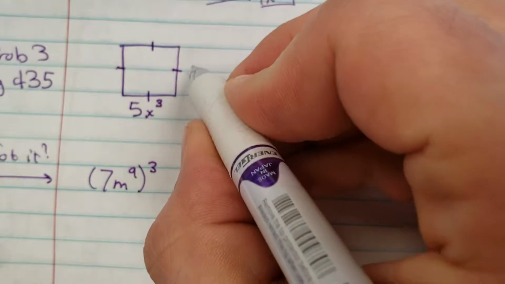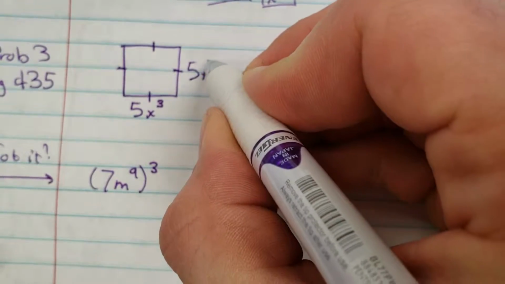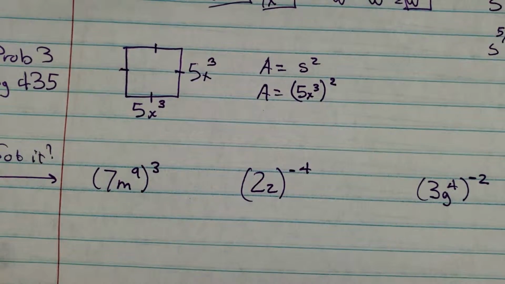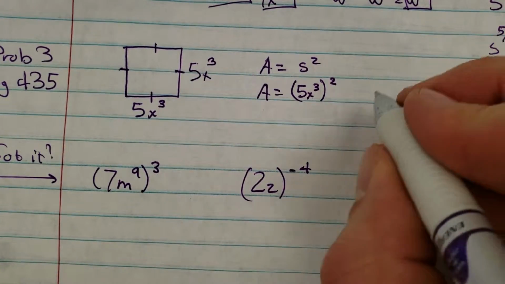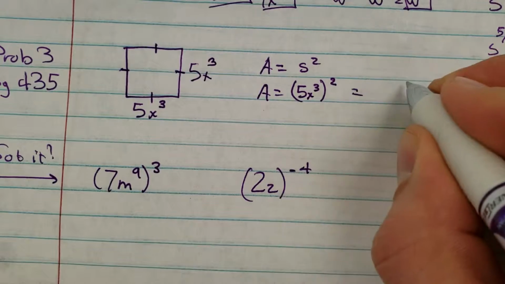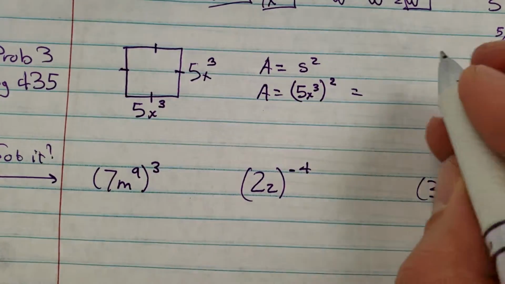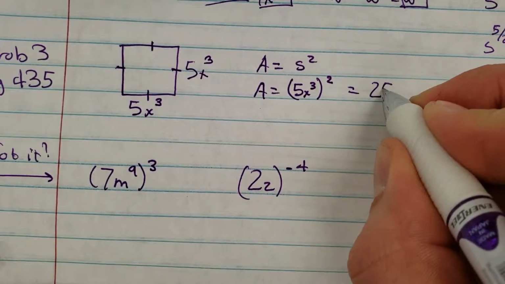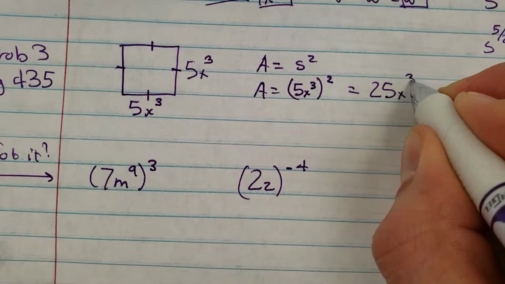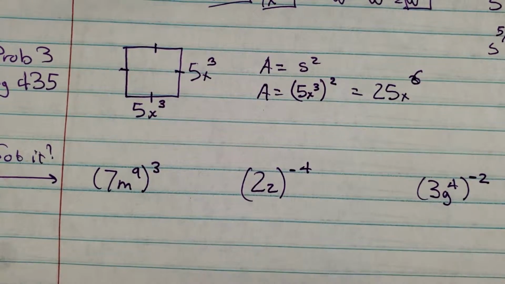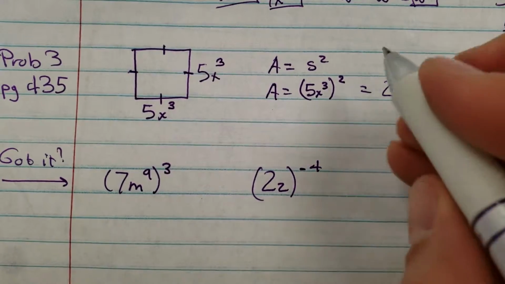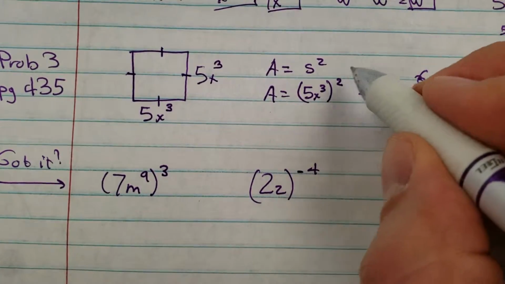Well, when you square something, you basically take it times itself. So you kind of need to follow your big kids, little kids rules here. This would turn into 5x cubed times 5x cubed, so 25x to the 6, excuse me. Got ahead of myself there. How'd you get that? Well, I kind of followed 2 rules.